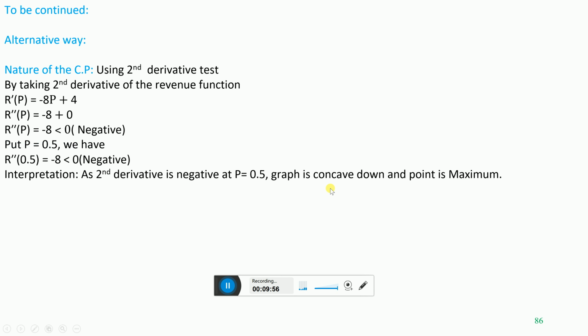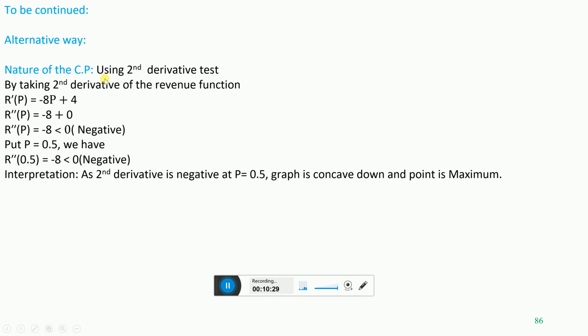Now an alternative way: we can determine the nature of the critical point using the second derivative test as well. Nature of the critical point using the second derivative test. What will we do in the second derivative test? In the second derivative test, we take the first time derivative, then we determine the p-values, and in the third step, we take the second time derivative of the revenue function.